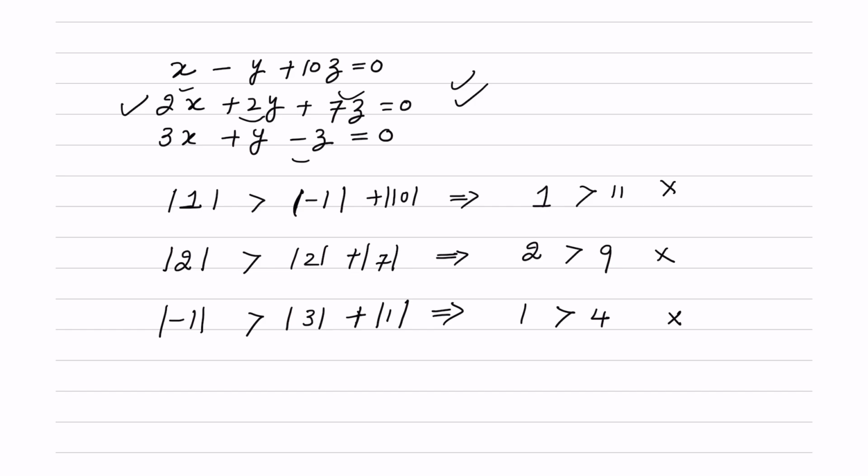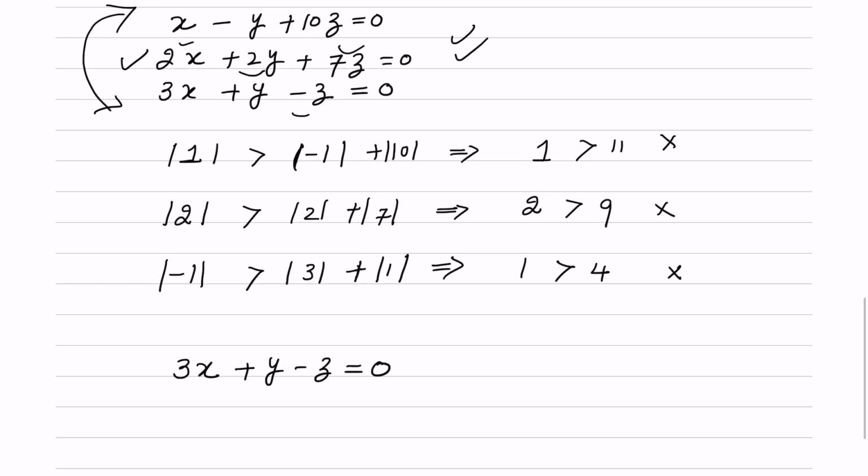Let's do that. We switch the first equation with the third equation. When we do that, the third equation comes up, 3x plus y minus z equal to 0, and the first equation comes in the place of the third equation, x minus y plus 10z is equal to 0, and the second equation remains in its place, 2x plus 2y plus 7z is equal to 0. Now let's check if making this change we can have a diagonally dominant system or not.